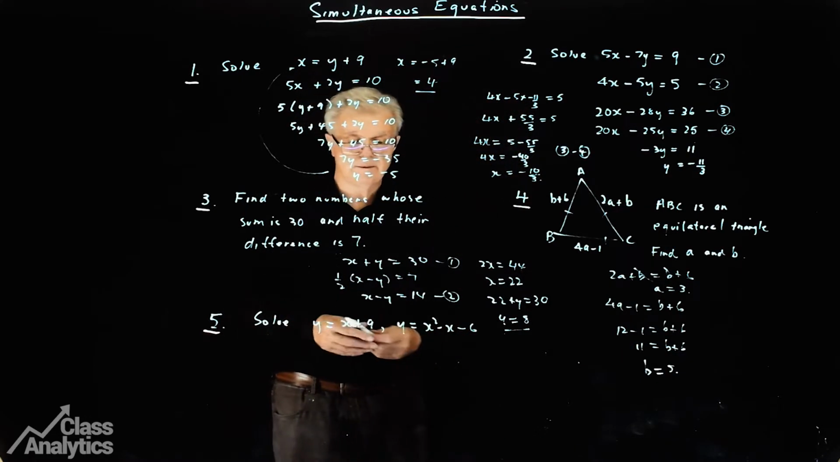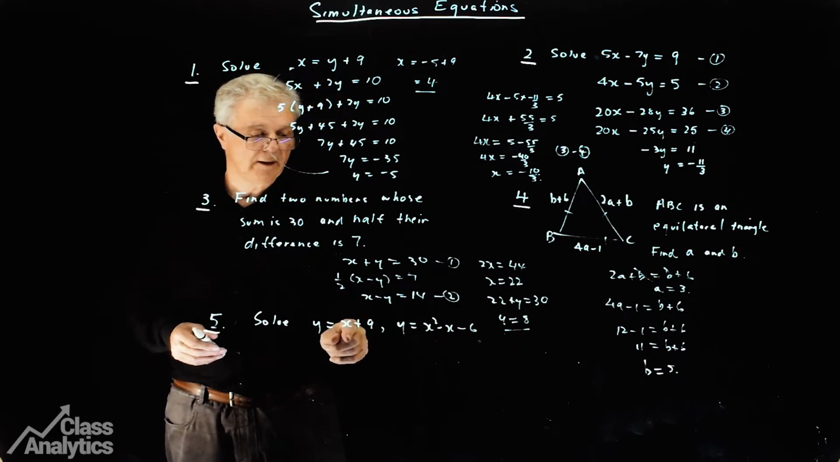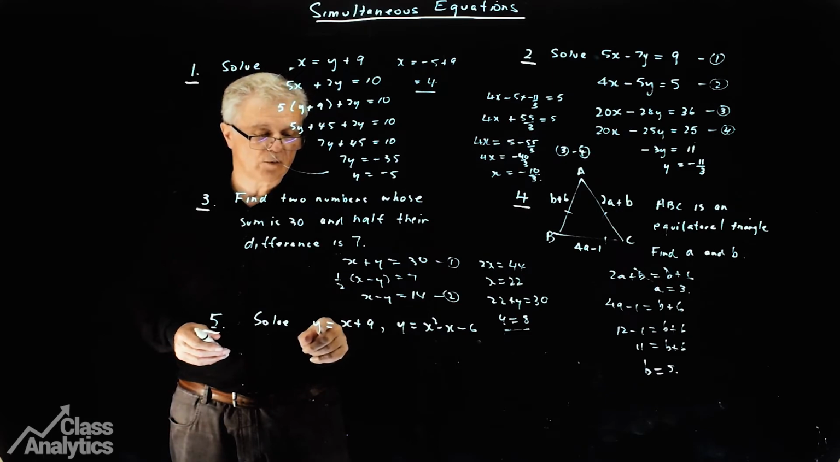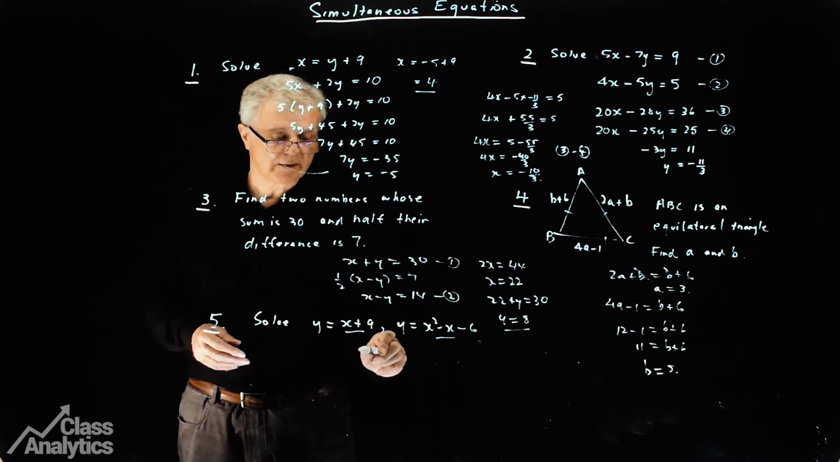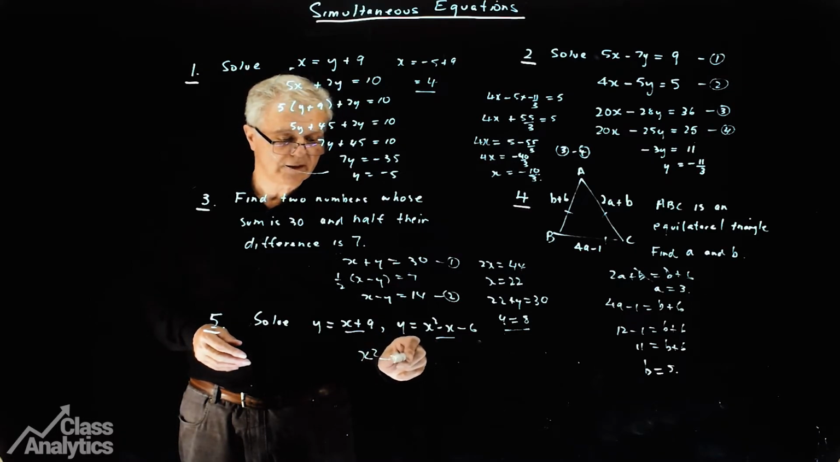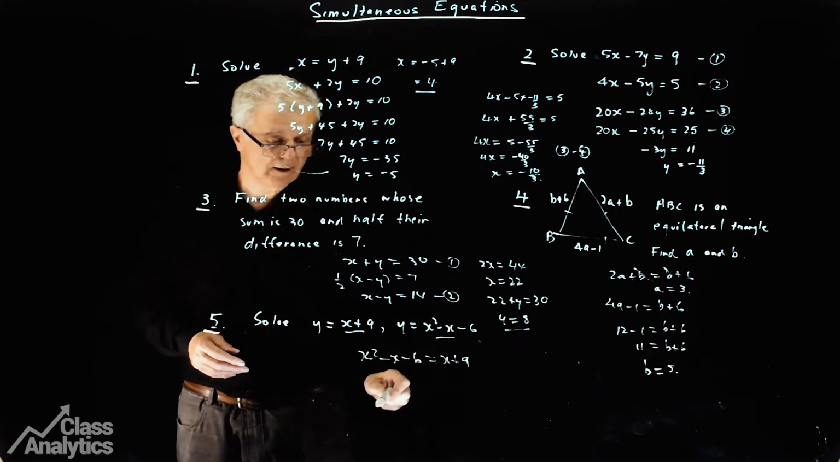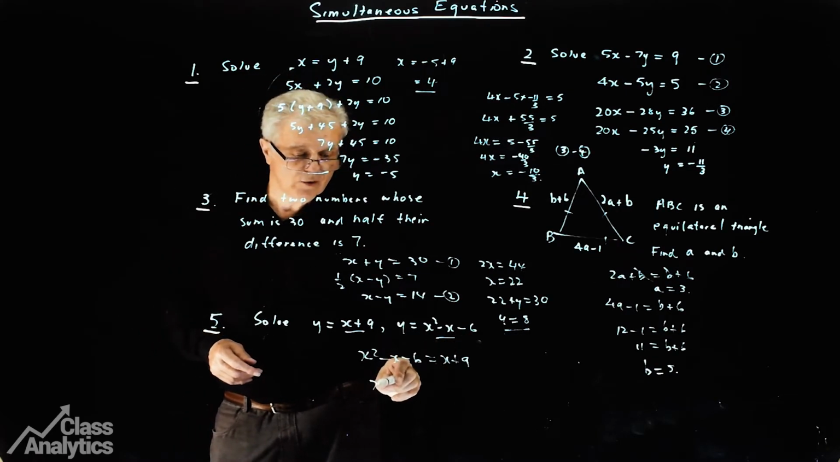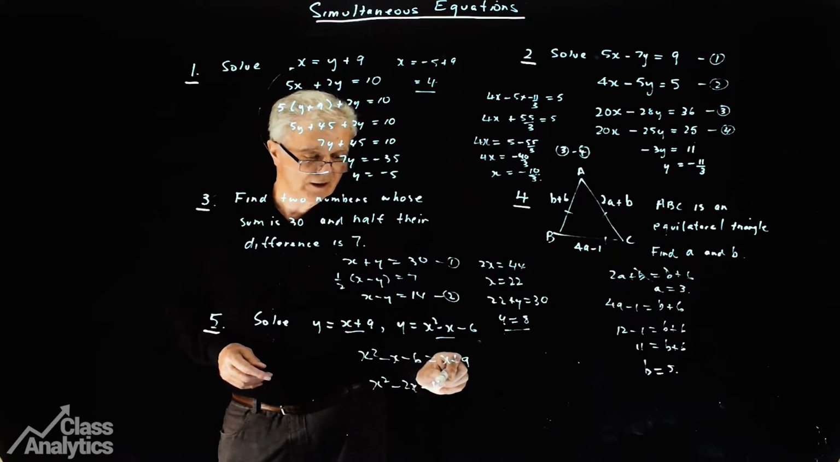A little bit harder. This time we're not linear. We've got a parabola here and a straight line, but it's not nicely set up for us because y equals that and y equals that. So that means these two must be equal. So we say x squared minus x minus 6 must equal x plus 9. This becomes x squared minus 2x, take that across, and this becomes minus 15, isn't it? Yep, equals 0, taking the 9 across.